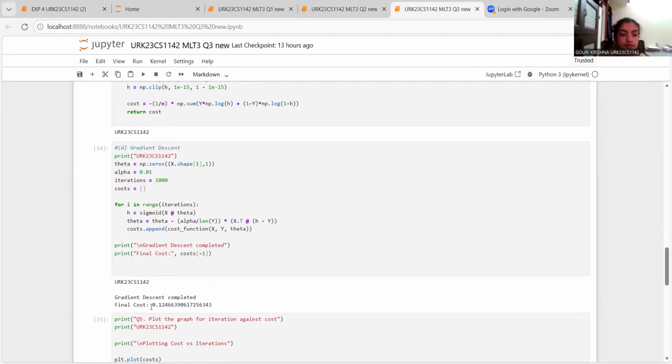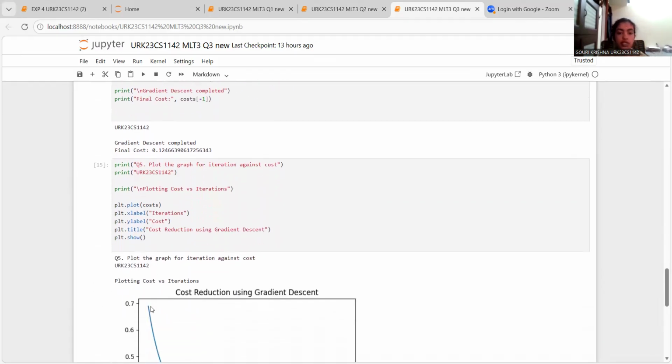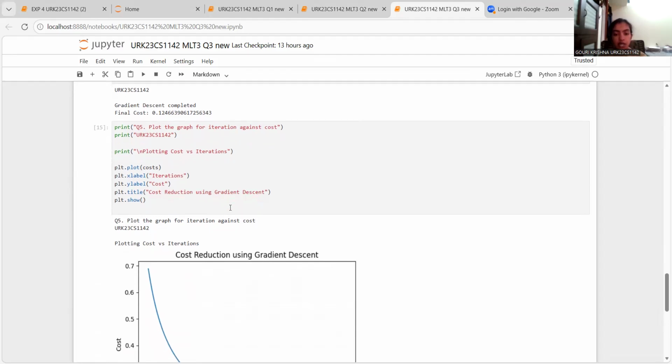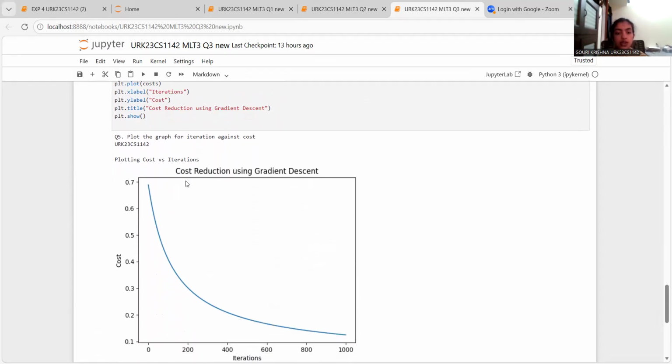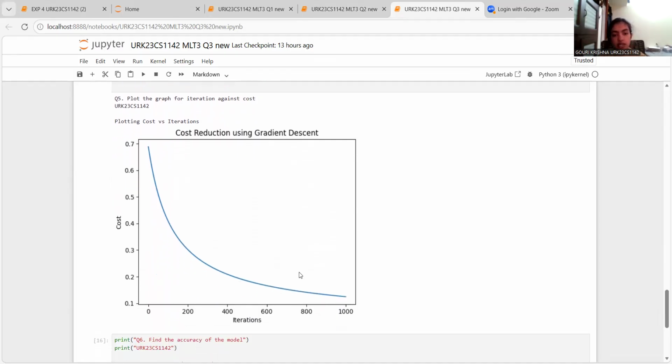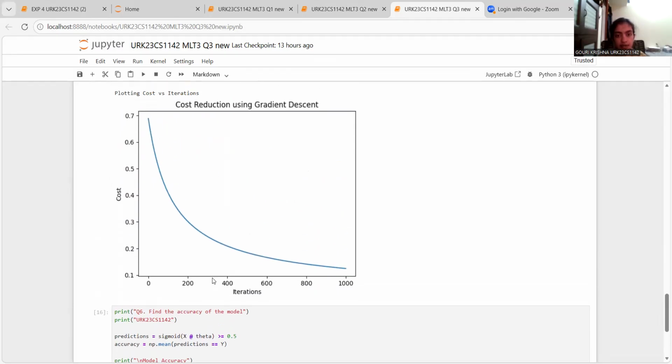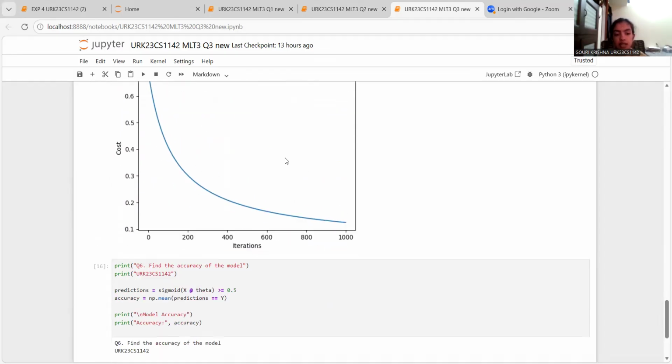And here we'll plot the graph of cost versus iteration. The plot shows the cost decreasing during the training. So here we can see the cost is decreasing, and this is the graph of cost reduction using gradient descent.